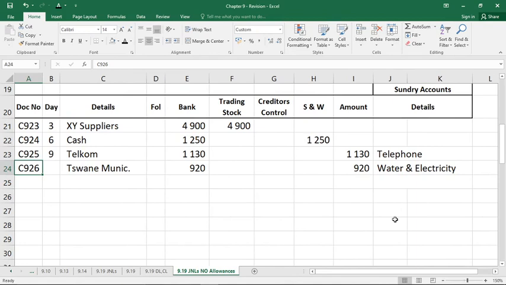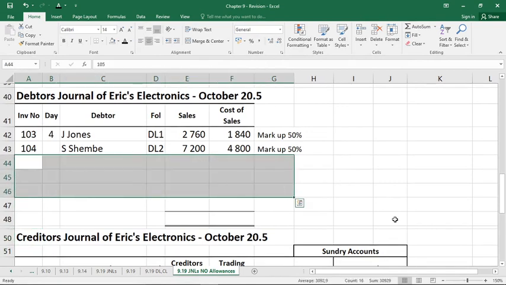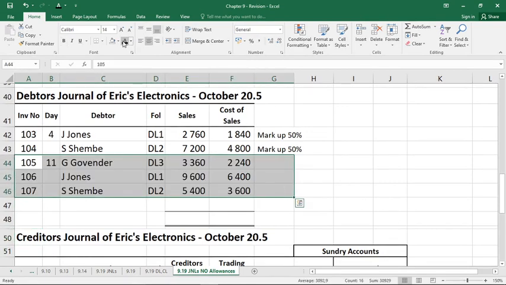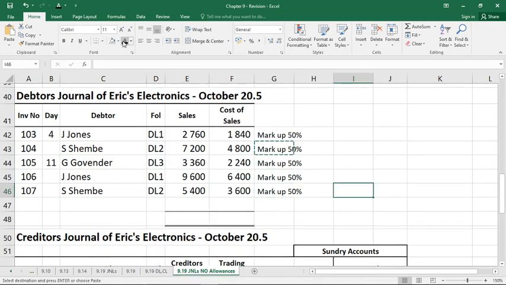Moving to number 10, we ignore number 10. Number 11, sold goods on credit to the following. Right, so if we are selling goods on credit, once again, debtors journal is going to be used. There are three sales that are happening here. Firstly, to Governor, then Jones, then Shembe. We are given the selling prices of these three sales. So to work out the cost prices, once again, you'd have to use the markup formula to work out the cost of sales, right? Our invoice numbers just continue numerically.